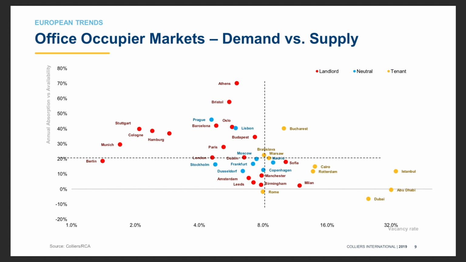So the ones above the 20% line suggest there should be rental growth in those markets, or at least landlord-favorable conditions. And all the red dots point to landlord-favorable conditions. Blue is neutral, yellow is tenant.